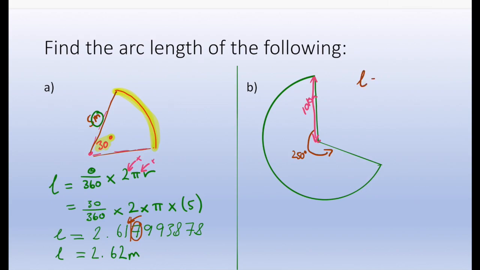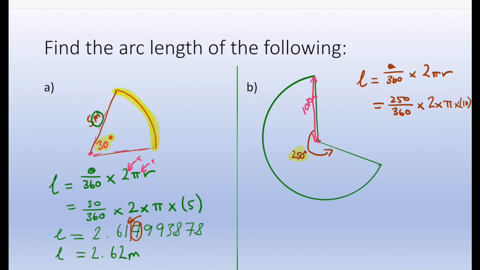So I'm going to go L equals theta over 360 times 2 pi r. Now, theta is just an angle. What's my angle? It's 250. So I'm going to pop that in over 360. Now I'm going to move across my fraction and go times. It's a different thing. And I know in between the 2 and the pi is a times. So I go 2 times pi. And my radius, I've just put it in, is 10.